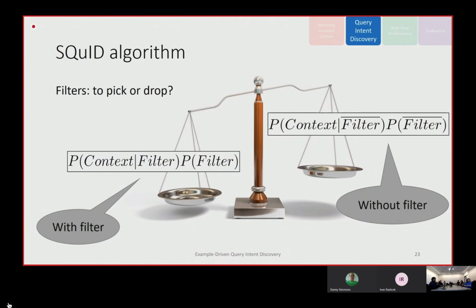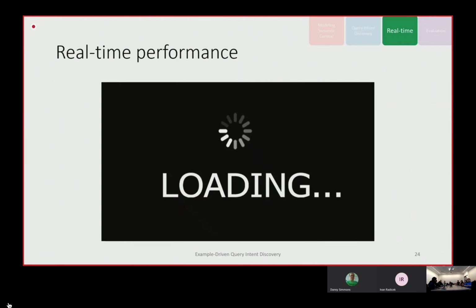Finally, I come to the algorithm we apply. As we show in the paper, it boils down to a simple principle. For each filter, we check if this term is higher with the filter or without the filter. If this term is higher with the filter, the algorithm picks the filter, otherwise it drops it. With just an iteration over all the filters, the algorithm is able to construct the most likely query that maximizes the likelihood of being the intended one given the examples.